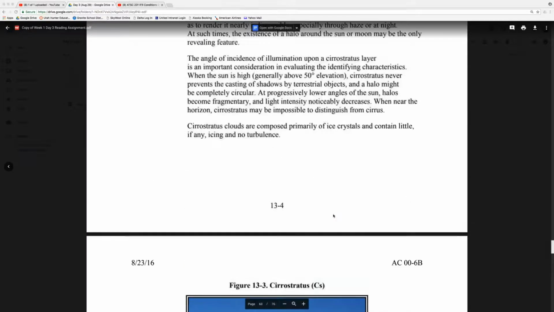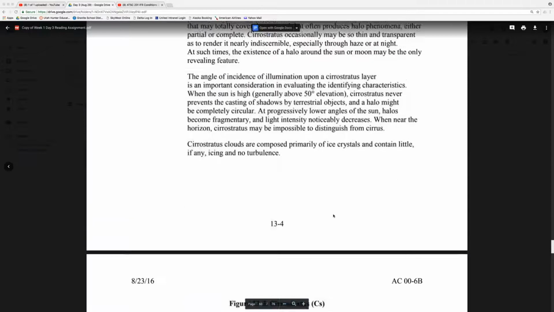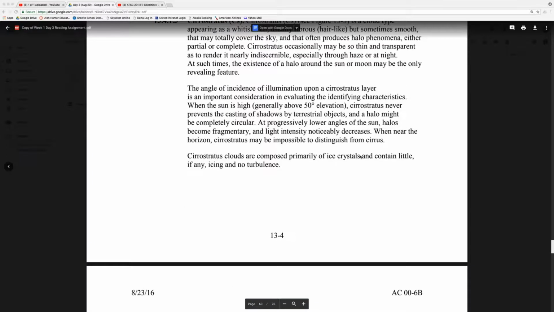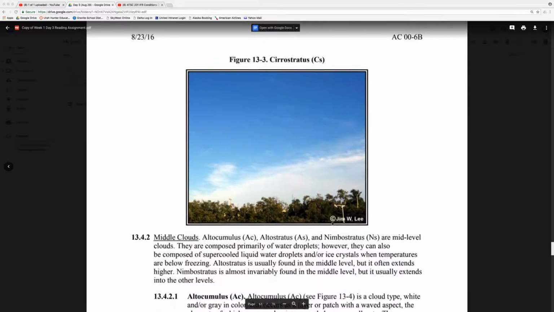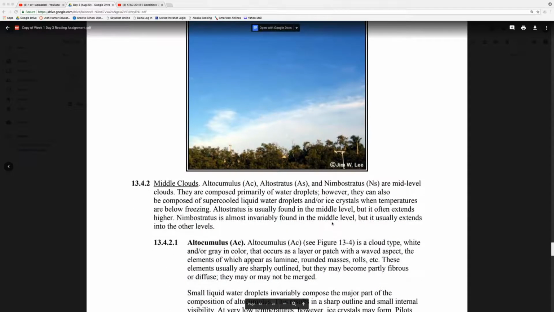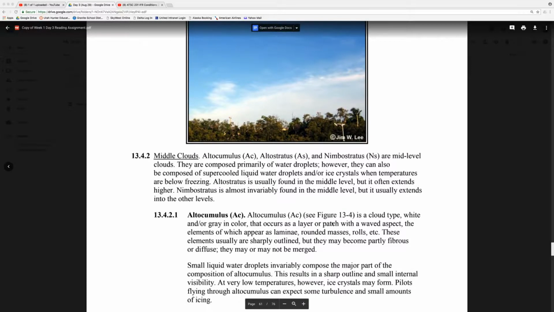Yeah, so a thin white blanket at high altitudes, like it says here, composed primarily of ice crystals and containing, if any, icing and no turbulence. All right, so let's move down to the middle clouds. We call these alto. Okay, we got Altocumulus, Altostratus, Nimbostratus. These are our mid-level clouds. So remember, middle layer clouds typically are 6,500 to 23,000 feet.